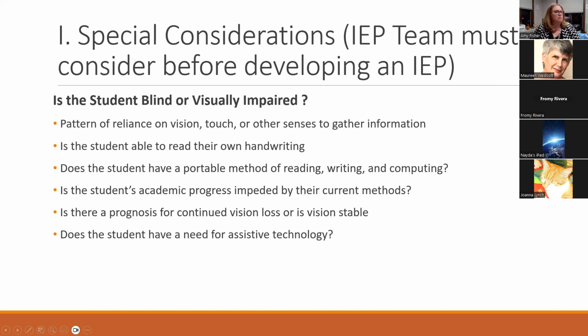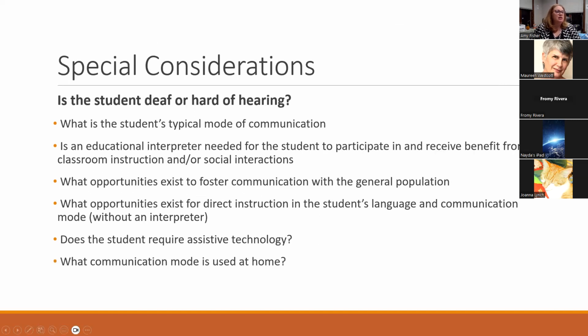Sometimes my arrow is working and sometimes it's not. I apologize. Is the student deaf or hard of hearing? And again, if the answer is yes, then some things to consider would be, what's the student's typical mode of communication? Does the student need an interpreter? Are there opportunities for the student to communicate with their general education population? Is there opportunity for direct instruction in the student's preferred method of language or preferred method of communication? Is there an assistive technology need? What mode of communication is used at home? So these are all considerations that would be discussed by the IEP team if a student is deaf or hard of hearing.